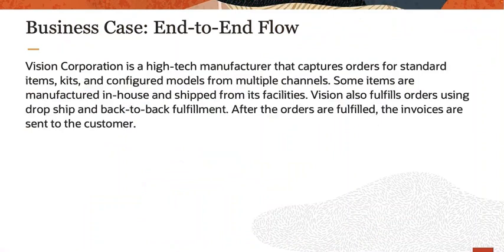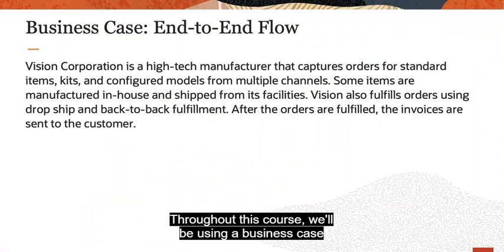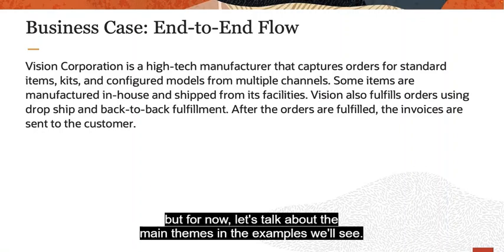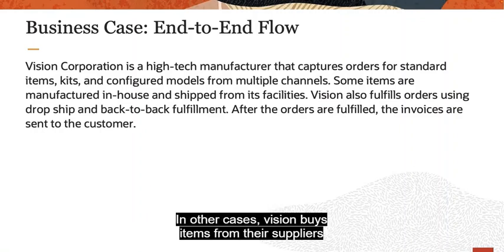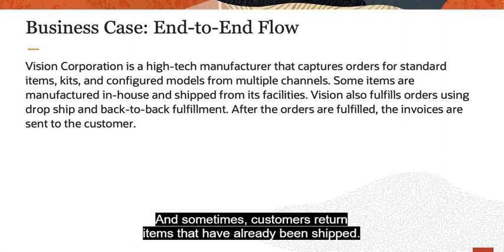Throughout this course, we'll be using a business case to demonstrate how the different applications work together. Each demo and practice activity will use the same scenario, but for now, let's talk about the main themes and the examples we'll see. In our scenario, some orders are fulfilled by Vision's suppliers using dropship fulfillment. In other cases, Vision buys items from their suppliers specifically to fulfill customer orders, then ships those items from their own facility using a back-to-back fulfillment process. Vision Corporation also handles change orders, meaning customers can request updates to their orders even after they've been placed, and sometimes customers return items that have already been shipped.